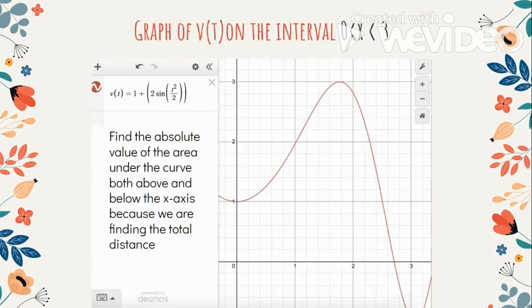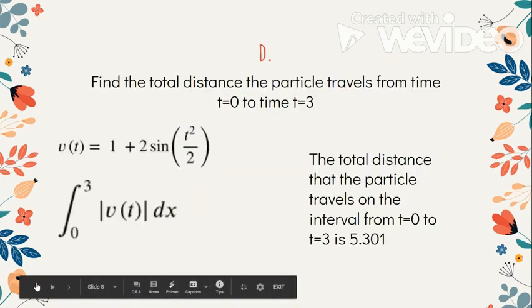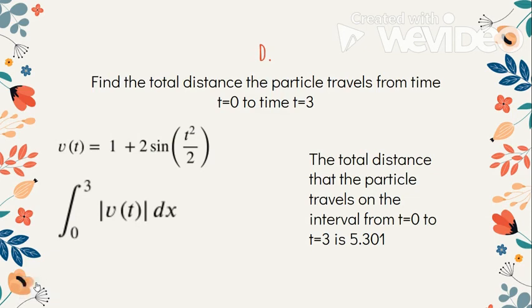We are finding the area under the curve, both above and below the x-axis. Because we are finding total distance, we are going to add, rather than subtract, the area below the x-axis. This is why we're using the absolute value sign when we are integrating. We can find the total distance on our graphing calculator by using Math 9 and plugging in the interval from 0 to 3 and our absolute value of v of t equation. This will give us a total distance of 5.301 on the interval from 0 to 3.